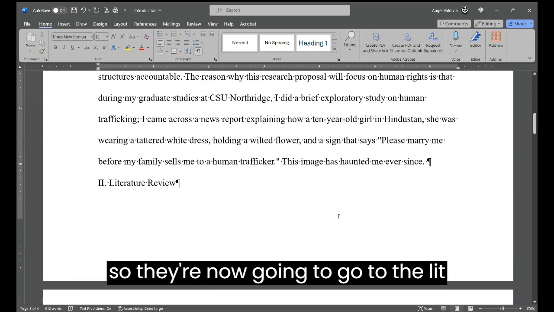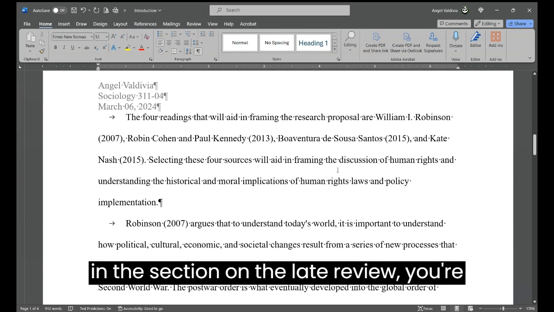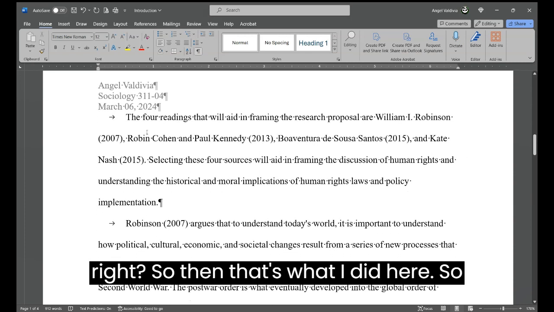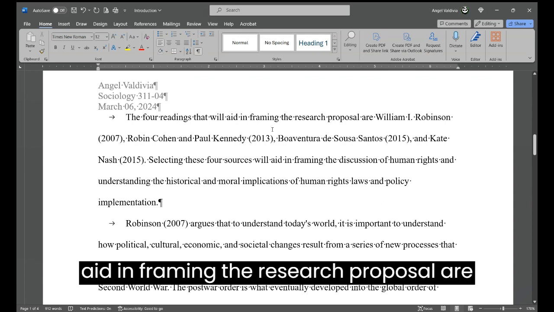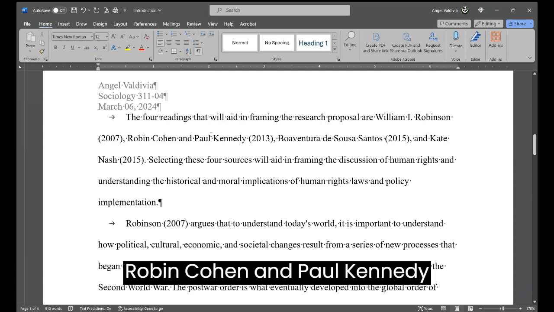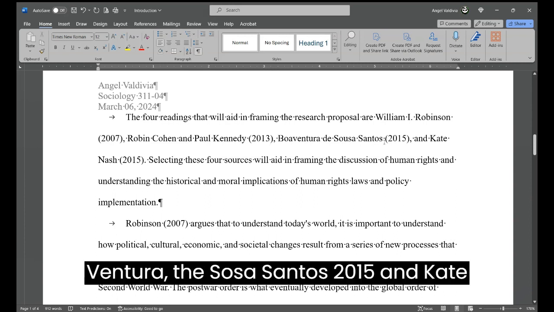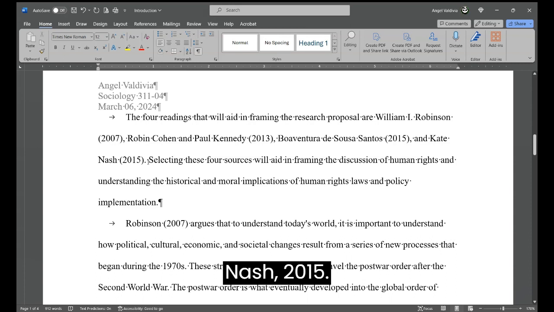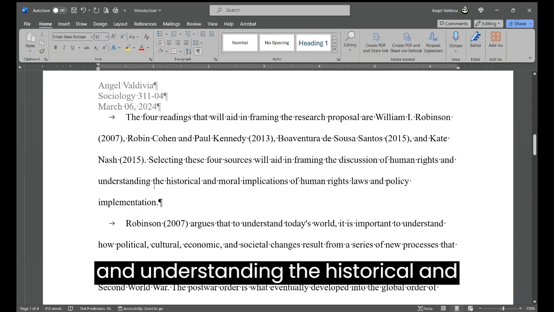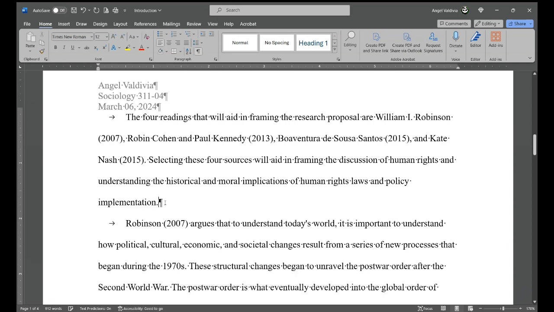All right. So then now I'm going to go to the lit review. And as I mentioned in the section on the lit review, you're going to identify 4 class readings. So that's what I did here. I wrote the 4 readings that will aid in framing the research proposal are William I. Robinson, 2007, Robin Cohen and Paul Kennedy, 2013, Boaventura de Sousa Santos, 2015, and Kate Nash, 2015. Selecting these 4 sources will aid in framing the discussion of human rights and understanding the historical and moral implications of human rights laws and policy implementation.